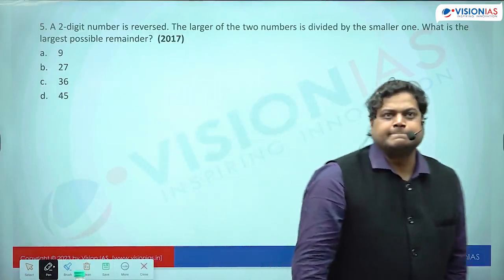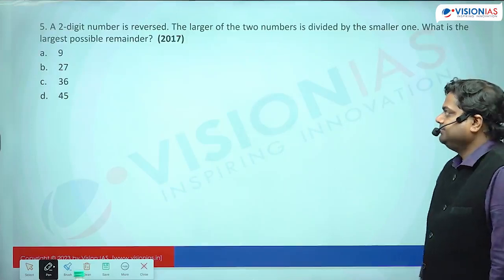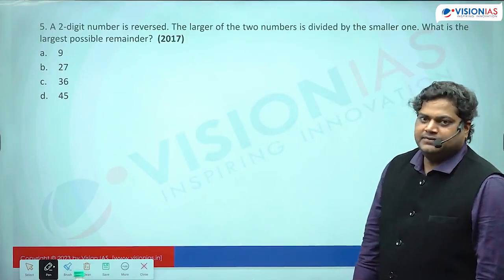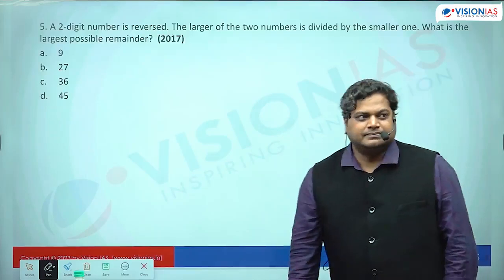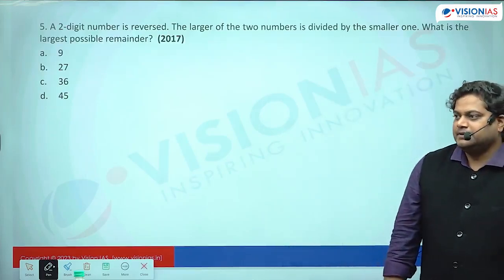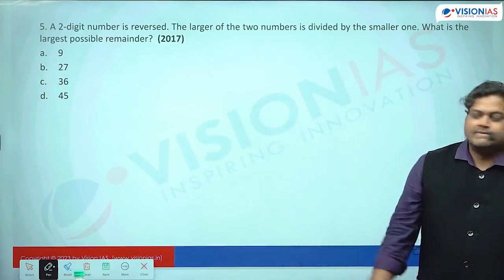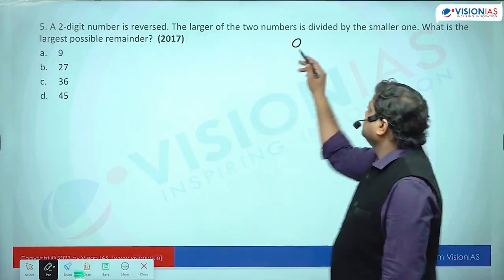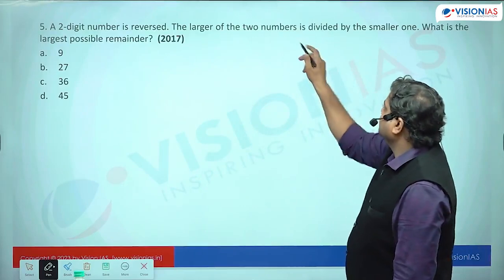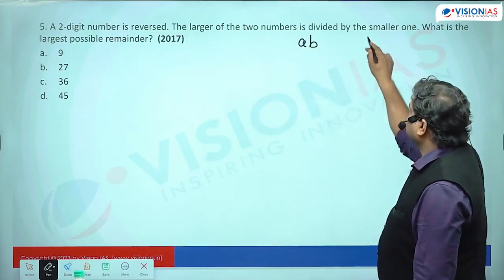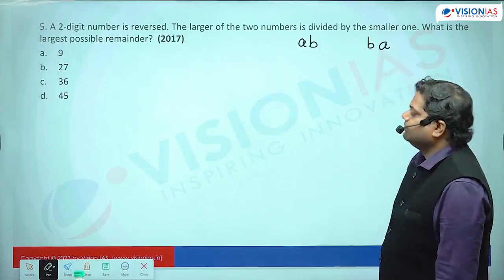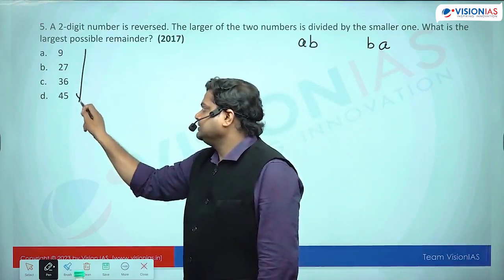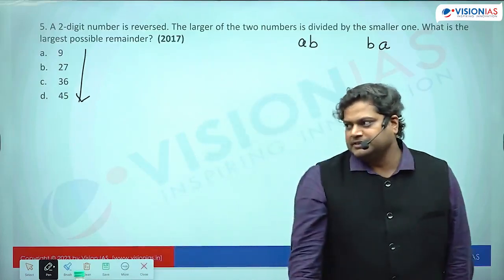इसमें we can see कि if we are calculating the place values, is it any help in solving this question? A two-digit number is reversed. 9 आएगा आंसर. 9, 27, 36 and 45. 4 ऑप्शंस है. 9 आ रहा है आंसर.